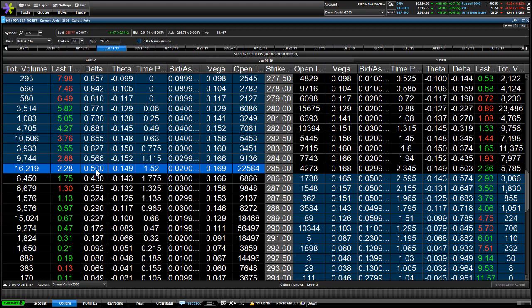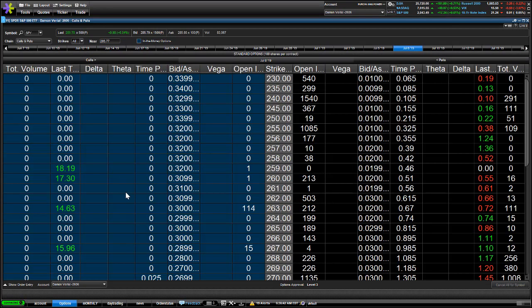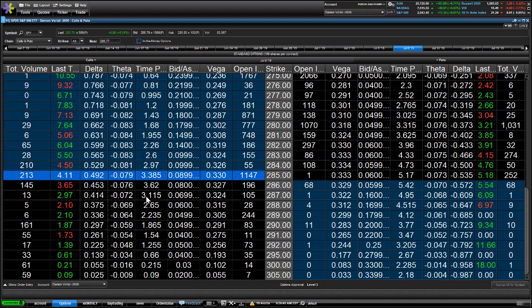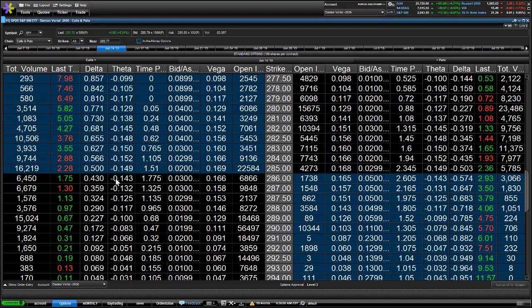So delta tells you how much the call option's value is going to change for every $1 change in the underlying. So say that the SPY goes up $1, you're going to make a $50 profit. Theta is telling you essentially how much money you're losing per day by holding on to that option. And as you go out in expiration date, you're going to find that theta decreases in magnitude. So here we're only losing $8 a day, whereas in this one, we're essentially paying $15 a day for the right to have this option, for the right to exercise this option.